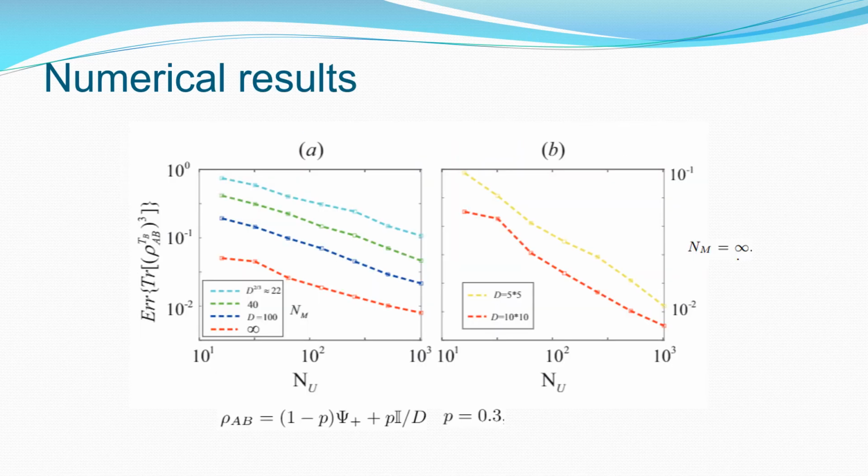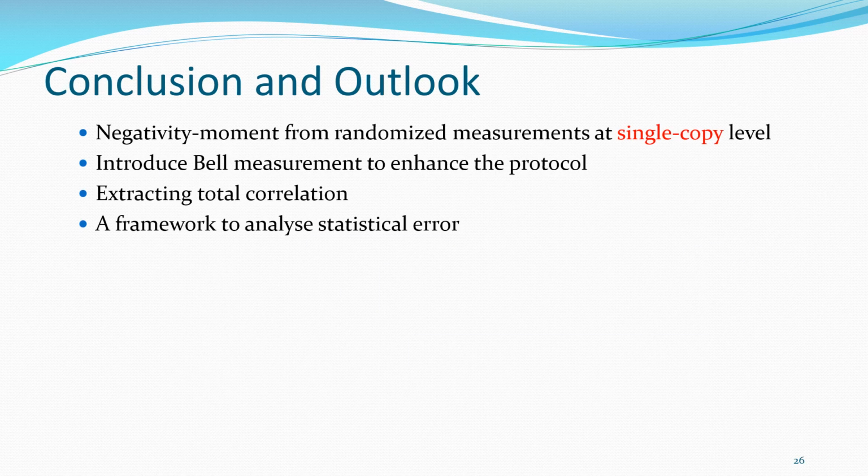The figure shows our numerical result for the bipartite Bell state mixed with white noise, and we change different N_U and N_M, and the numerical result satisfies our analytical prediction. Finally, let us give the conclusion and outlook.